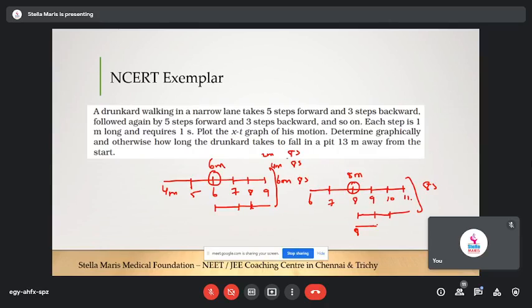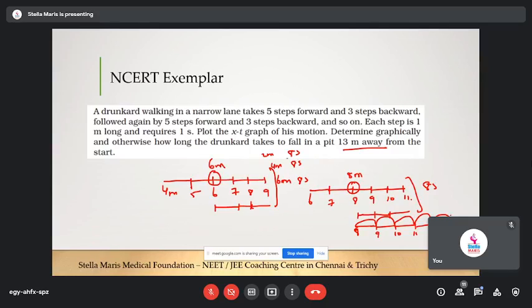That is 9, that is 1 step. 10, 2nd step. 3rd step, 11, then 4th step, and at 13 is where the pit is. So he'll fall down the pit, right? So from the 8th position, that is 8 meters, he'll take 5 steps forward. That is 9, 10, 11, 12, and at 13 meters there is a pit. So he'll fall into that pit.